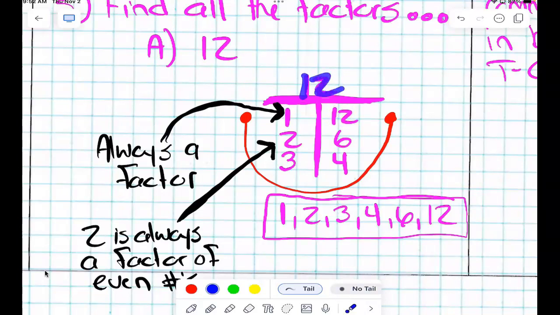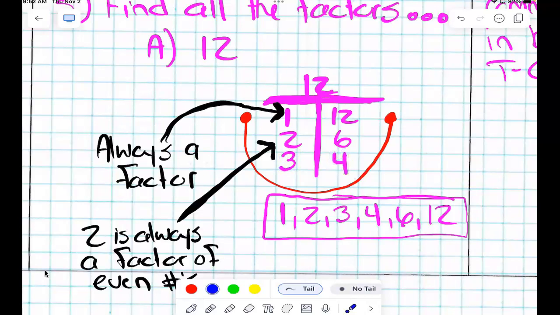12 is what kind of number? It's an even number. So is 2 going to work? Yes. So the hard part is finding the pair. So what times 2 gets us to 12? 6. So we're going to list 2 and 6 as my factor pair, right? What's the next number I should try after 2? 3. Does 3 work? Yes. What's it work with? 4.